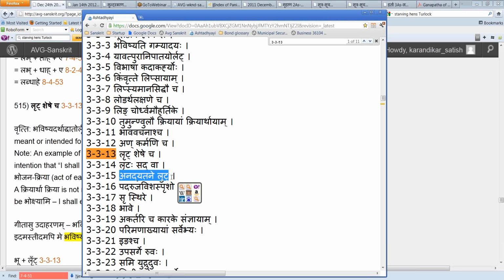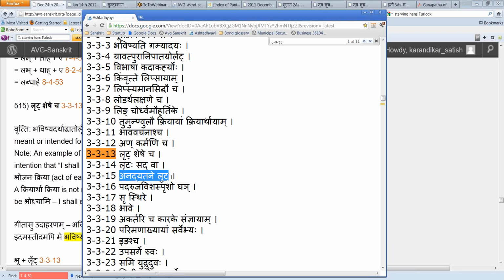So for the last time, if the action is exclusively not of today, exclusively meaning there's no part of the action being done today, so in the distant future, then lut should be used. In the remaining cases, if there's any today component, or if you say in general future, then lut should be used.